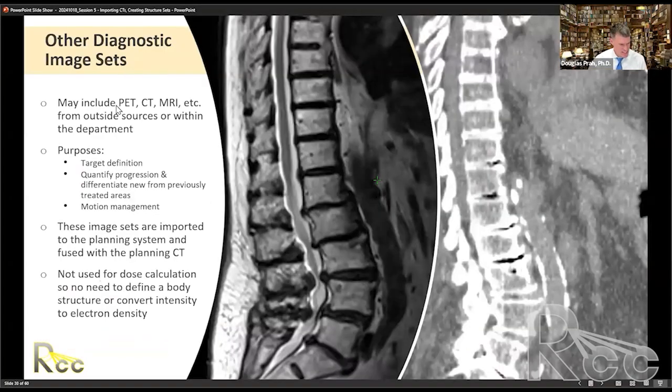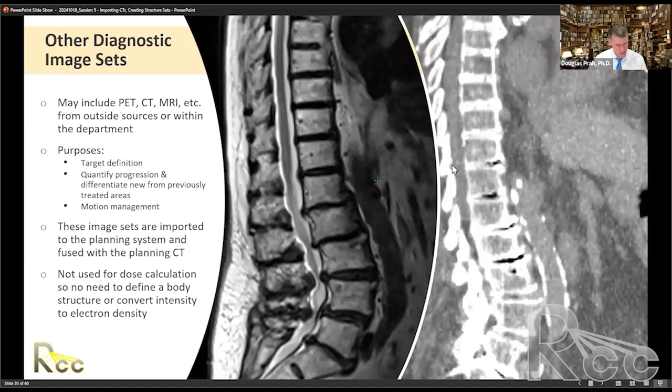Other diagnostic imaging sets may include a PET scan, a positron emission tomography, a CT, or an MR, and they might come from your hospital or clinic, or they could come from another one and get sent to you. The purpose of these scans is different from the one that we would use for treatment planning. We are usually only going to use these for target definition. Occasionally, you might use them for OAR definition.